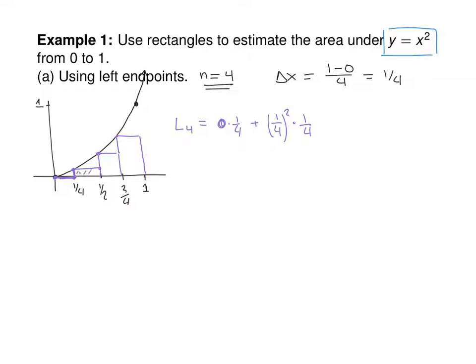How do you find the height of box number 3? 1/2 squared. And then also times 1/4, right? And how about the height of the last box? What do you plug in?